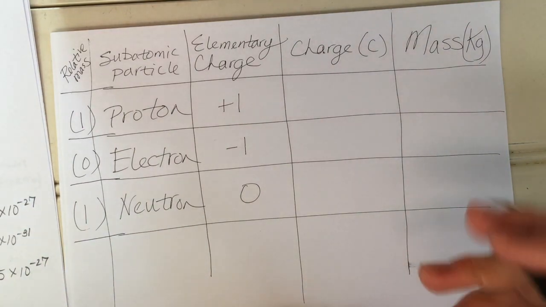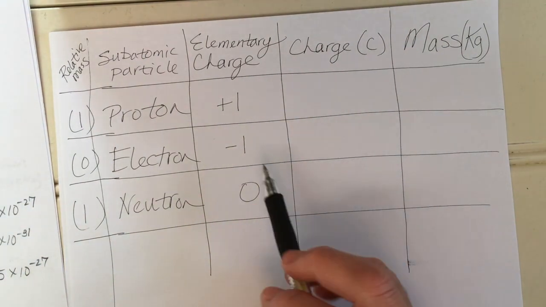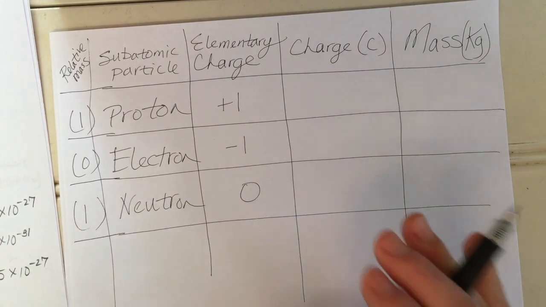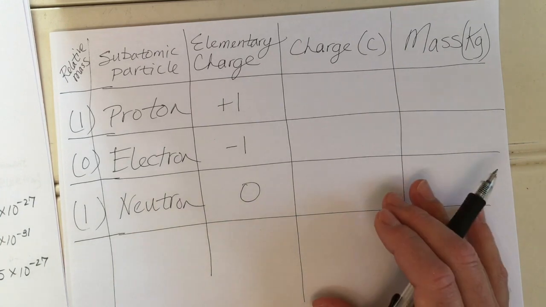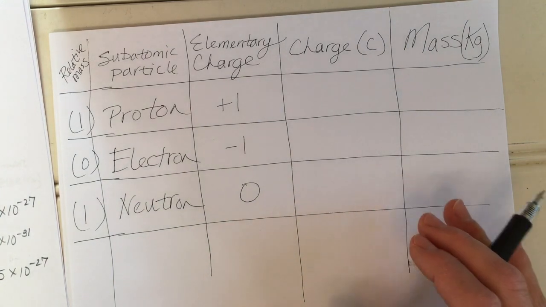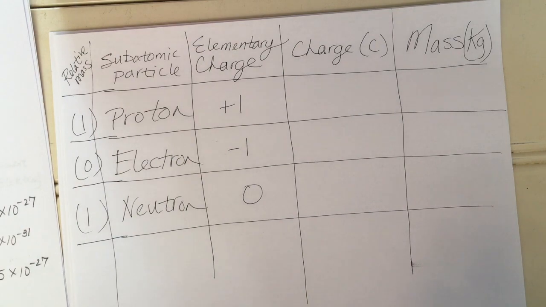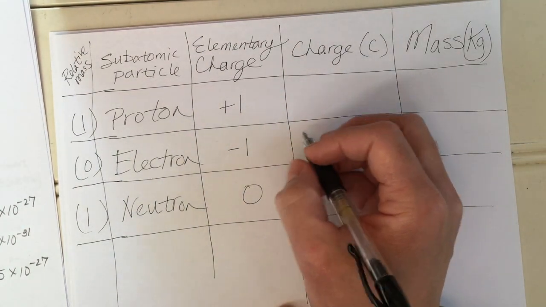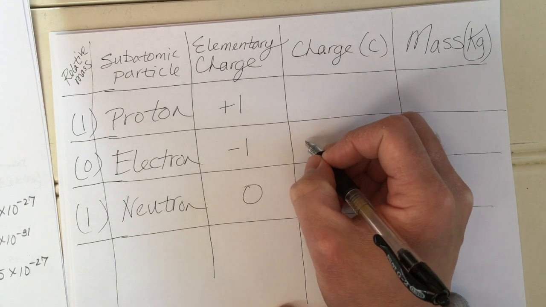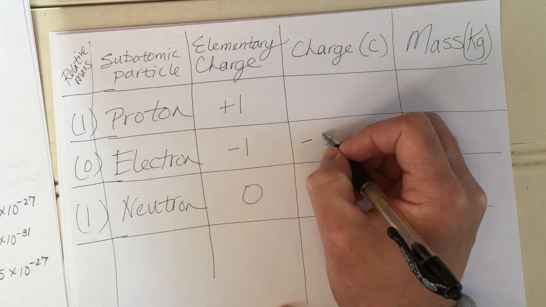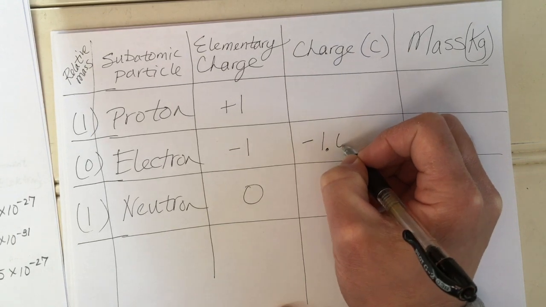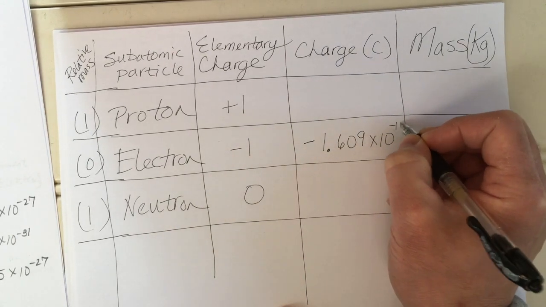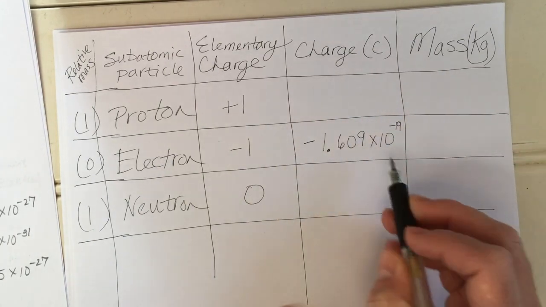The charge in coulombs. It turns out that the reason we need coulombs here is because that one electron is a very small charge. And so we need a unit with larger charge, right? So what I'm saying here is one electron has a charge of negative, right? Because it's negative, 1.609 times 10 to the negative 19th coulombs.